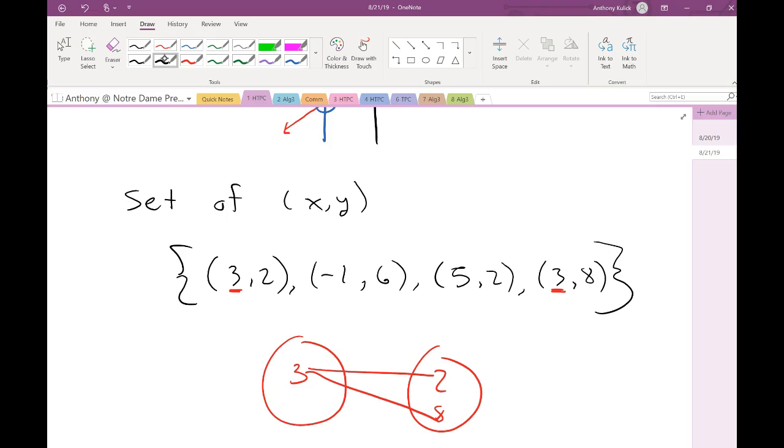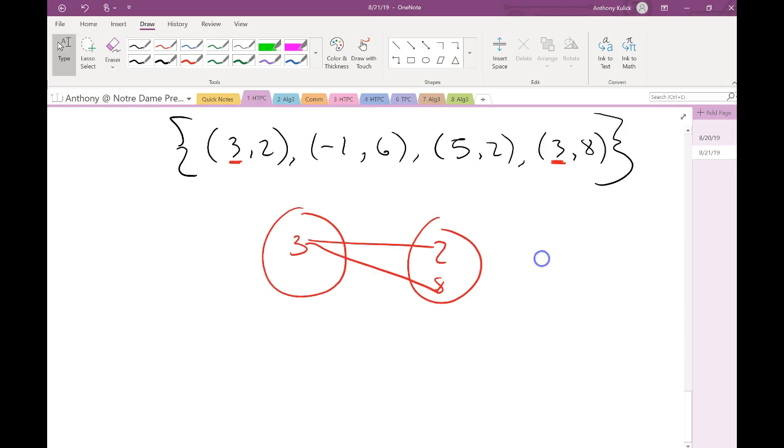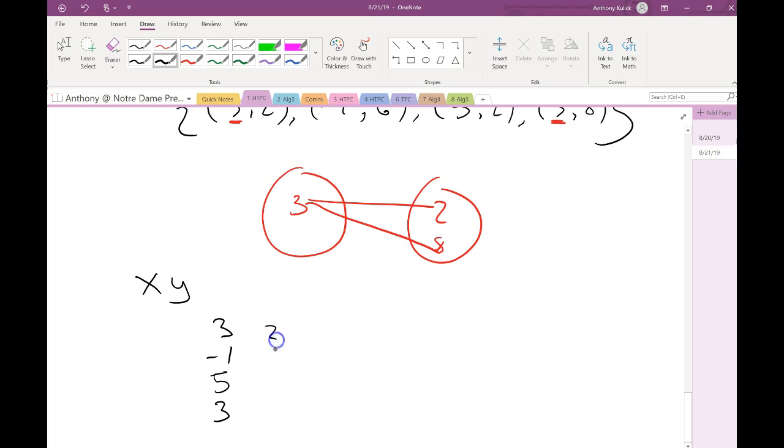And then the xy table, is that any different than this set of ordered pairs? No, you would just be looking, again, for repeated x coordinates, right? So if you had an xy table that looked like this, again, not a function, we have repeated x coordinates.